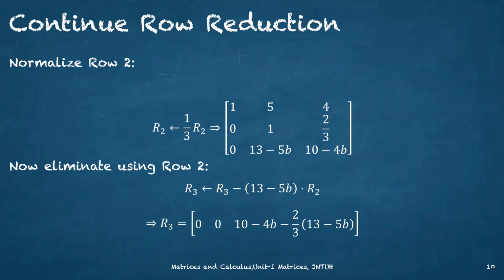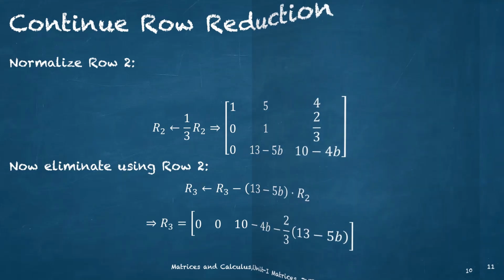After calculation, the new row 3 becomes 0 0, 10 minus 4B minus 2/3 times (13 minus 5B). This expression will help us determine when the third row becomes 0, so that the rank is exactly 2.